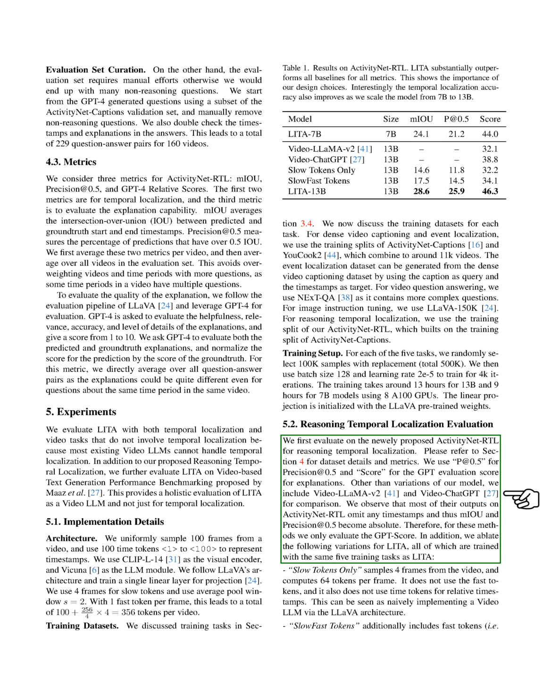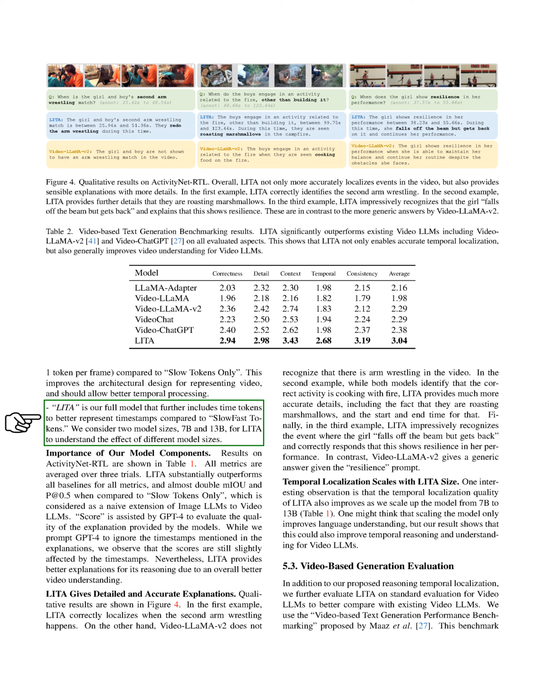In evaluating reasoning temporal localization, we use the newly proposed ActivityNet RTL dataset. We measure precision at 0.5 and GPT evaluation score for explanations. We compare LITA with Video LLaMA v2 and Video-ChatGPT, observing that LITA outperforms them significantly. We also analyze different variations of LITA, such as slow tokens only, SlowFast tokens, and the full LITA model in 7B and 13B sizes. The results on ActivityNet RTL demonstrate that LITA surpasses all baselines in performance metrics.